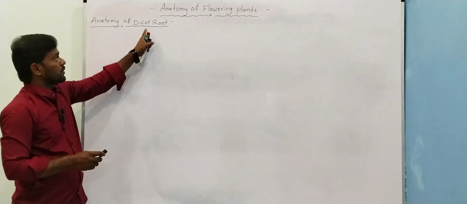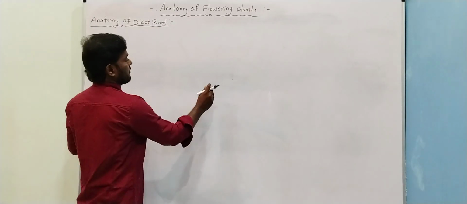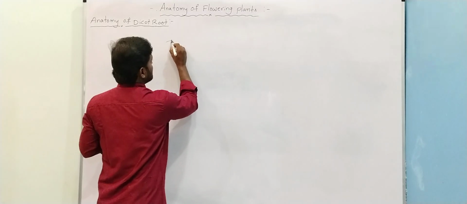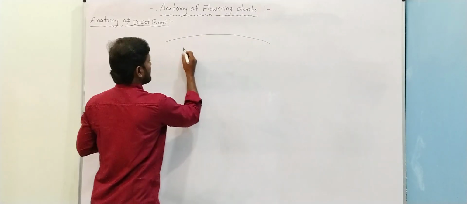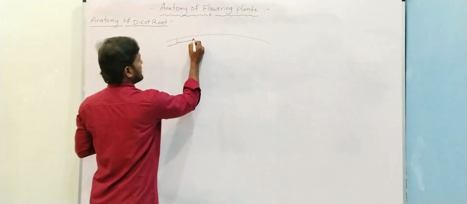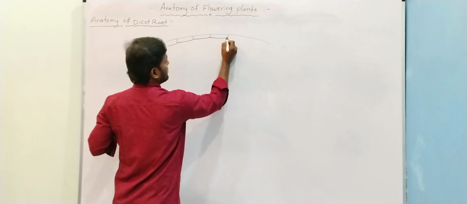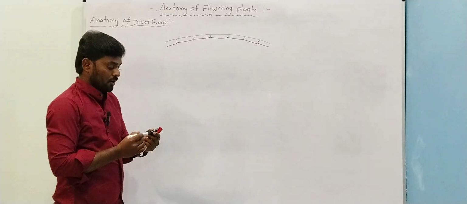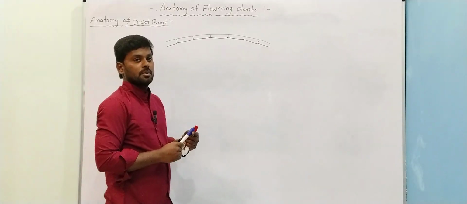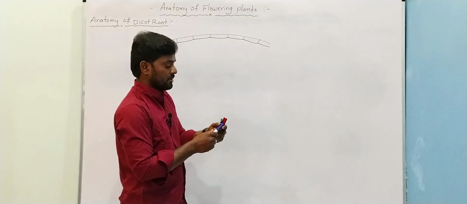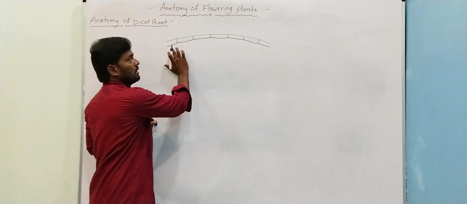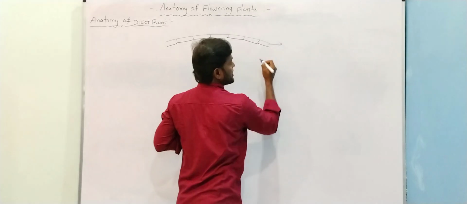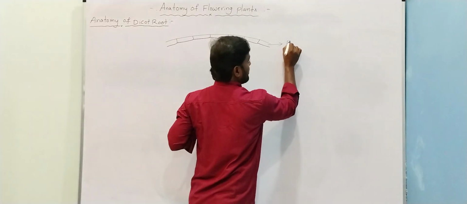So in the dicot root, the outermost layer is called the epidermis. The epidermis is made up of a single layer of flat cells without intercellular spaces. We have to remember one important point in this dicot root: the outermost layer is called the epidermis. This epidermis is also called the epiblemma.